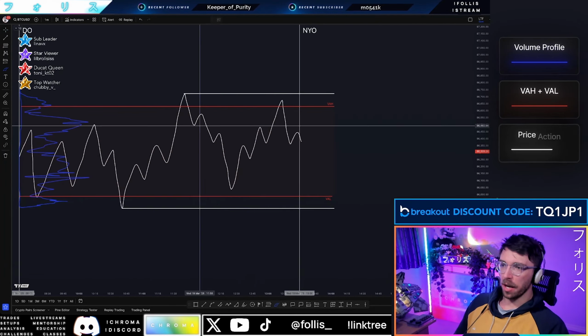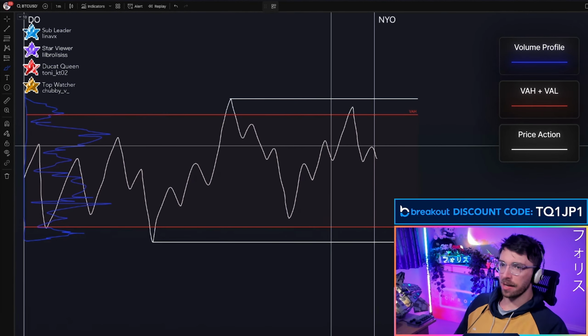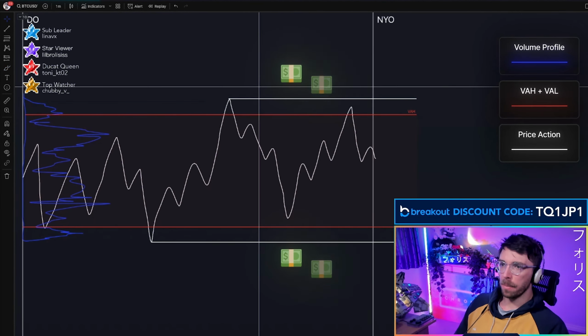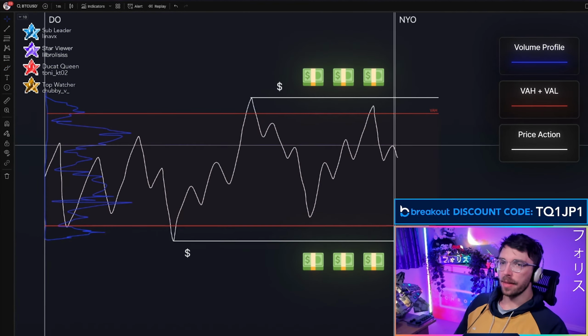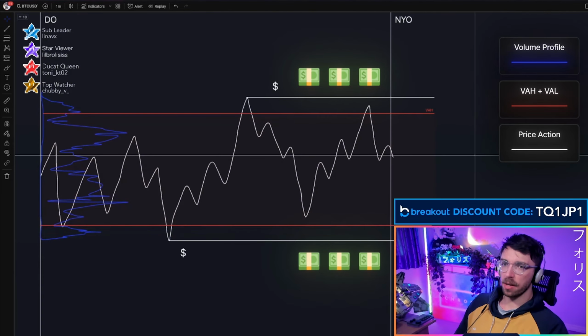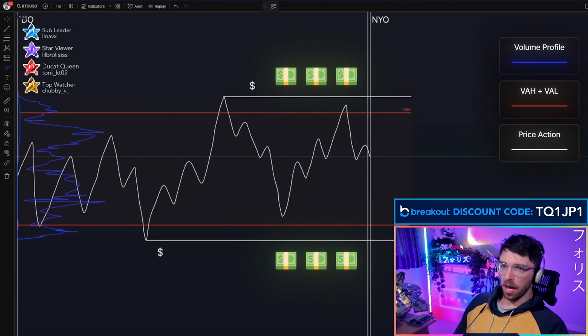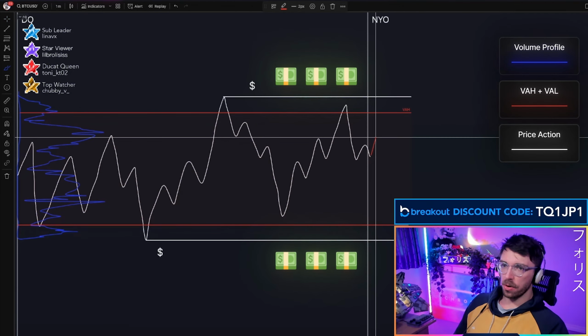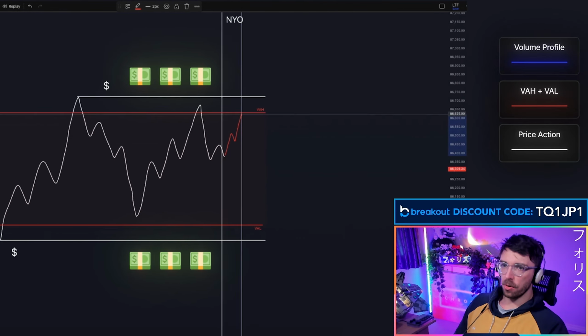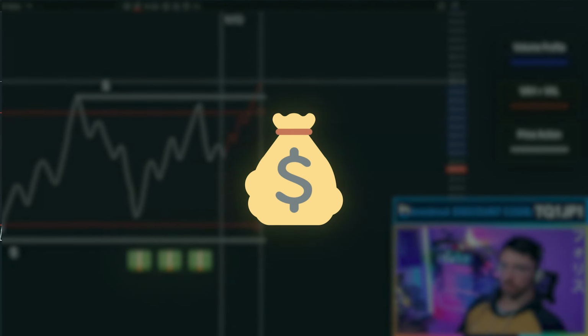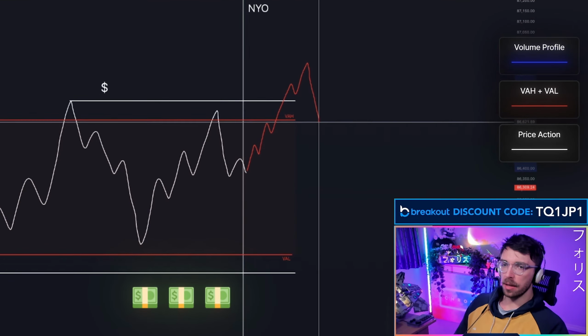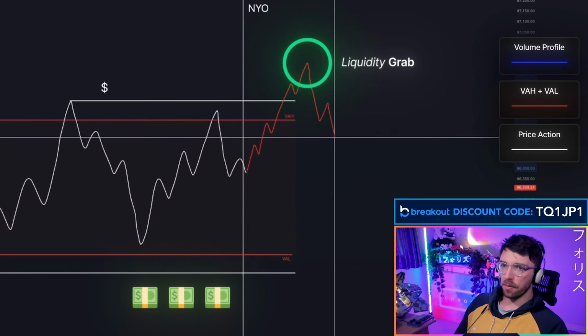So the white line here is price. We've had a choppy inside day. We have liquidity both sides of the range. Then New York Open happens, and New York opens with a very strong move in one direction. Boom. That takes liquidity at the top of the range and then reverses.